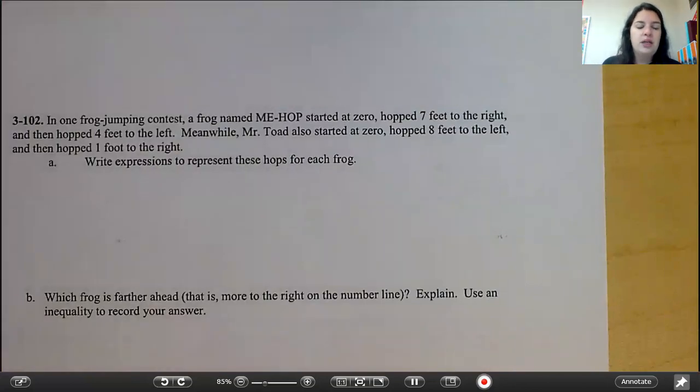In one frog jumping contest, a frog named Mihop started at 0, hopped 7 feet to the right, and then hopped 4 feet to the left. Meanwhile, Mr. Toad also started at 0, hopped 8 feet to the left, and then hopped 1 foot to the right. Write expressions to represent these hops for each frog.